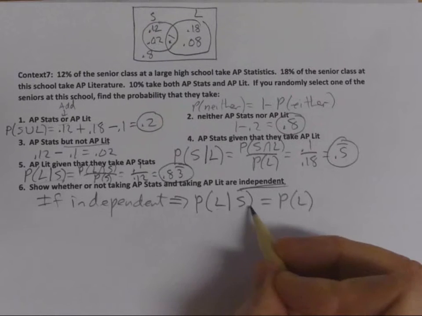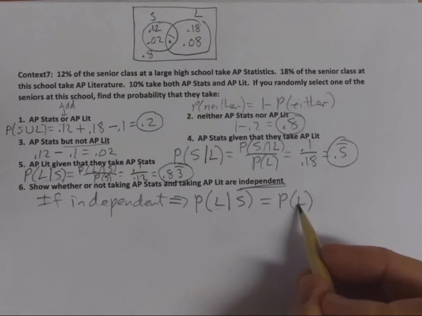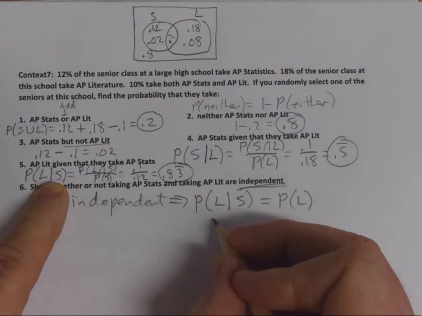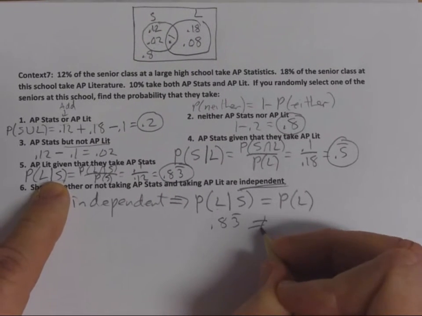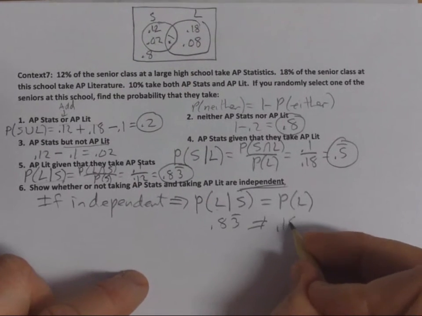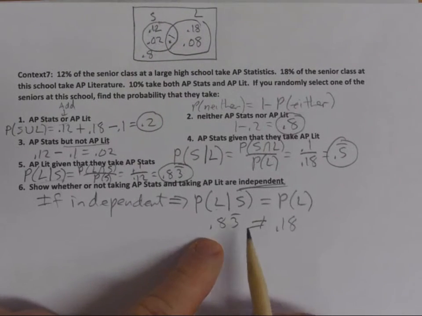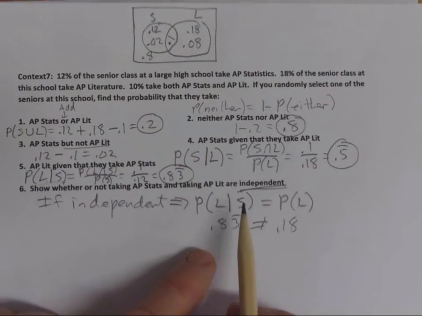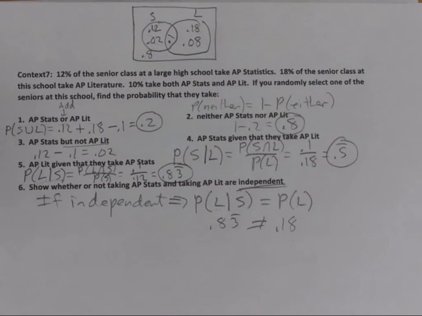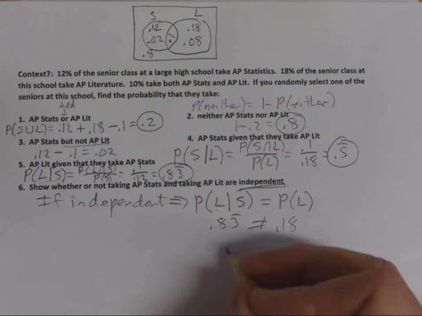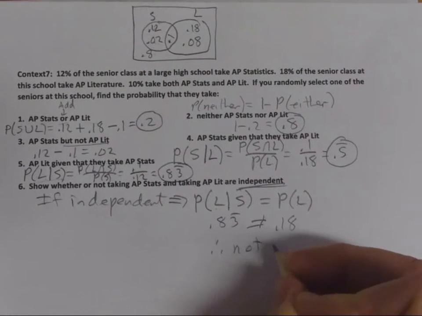And so if these events are independent, the probability of Lit given Stats is just the probability of Lit. Well, we just found that to be 0.83 repeating, which is certainly not equal to the probability of Lit, which is 0.18. What this is saying is, if I told you someone took Stats, the probability of them taking Lit just went up from 18% to about 83%. So therefore, they're not independent.